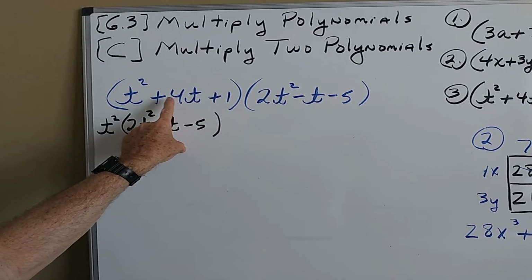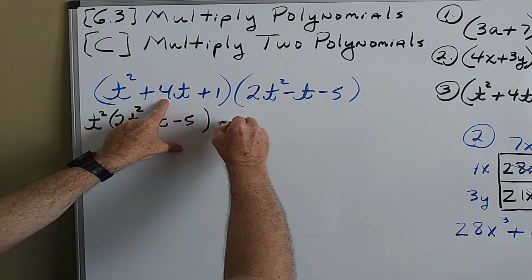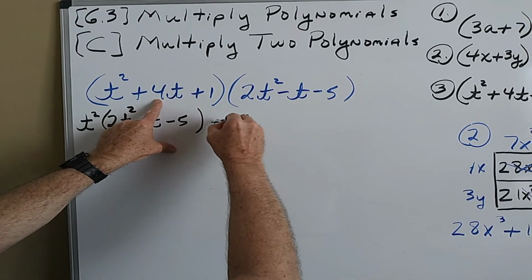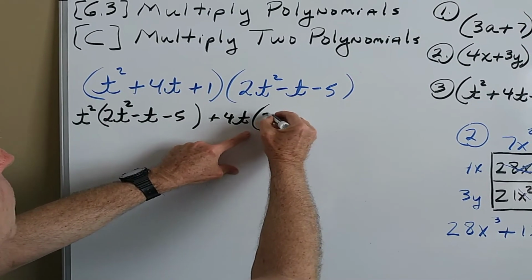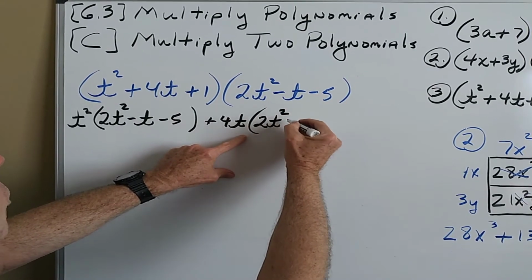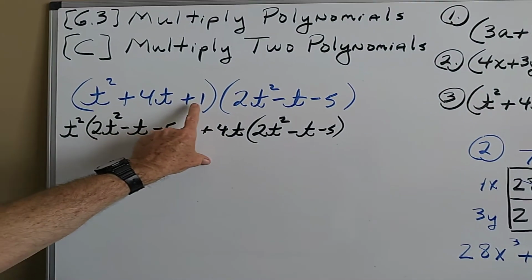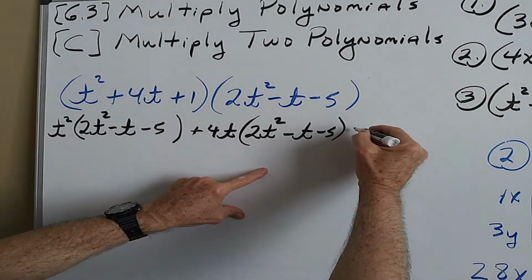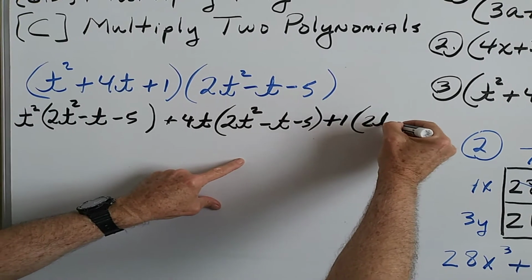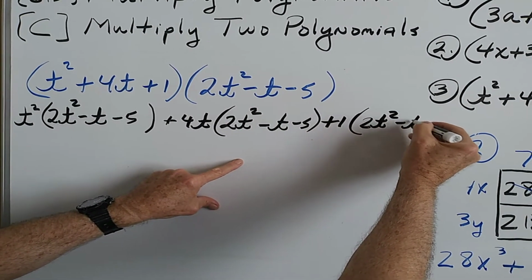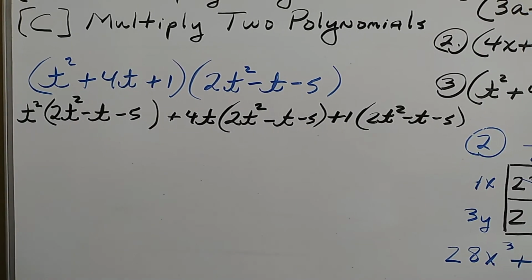Go to the second term of this distributor. Copy down the positive 4t. That positive 4t now is going to have to be distributed to the second trinomial factor, 2t squared minus t minus 5. And then bring in the last distributor term, positive 1 times that same second trinomial factor. And now we'll distribute.